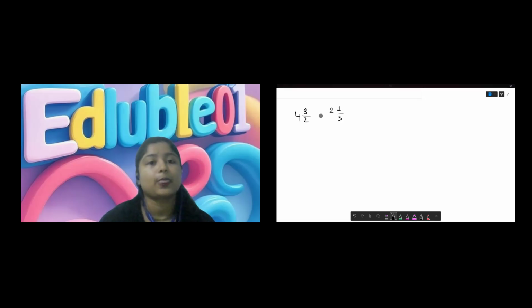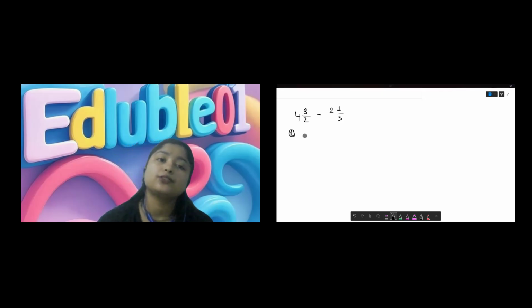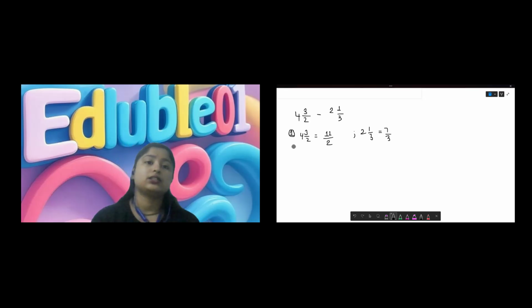So what you can do is, again, the same two methods that you can use. The first method, let's see. Change these mixed fractions into improper fractions. So 4 times 2, let's just change the first number. That's going to give you 4 times 2 is 8. 8 plus 3 is 11, right? So 11 over 2. And the second fraction is 2, 1 over 3. So it's 3 times 2 is 6 plus 1, 7. 7 over 3. Now, it's 11 over 2 minus 7 over 3.